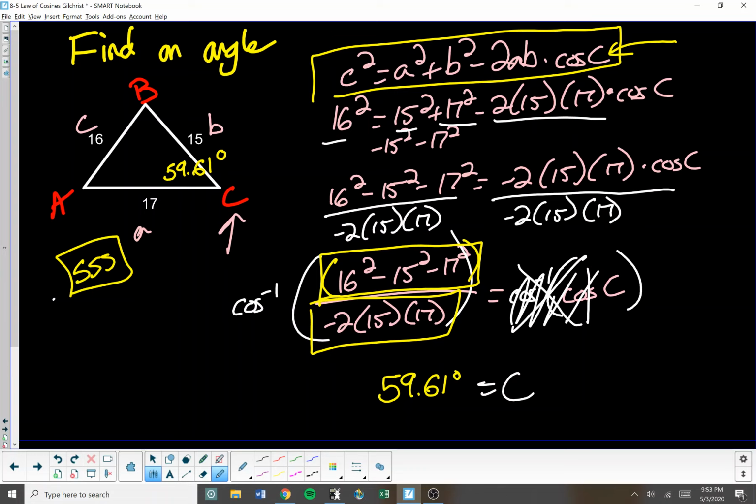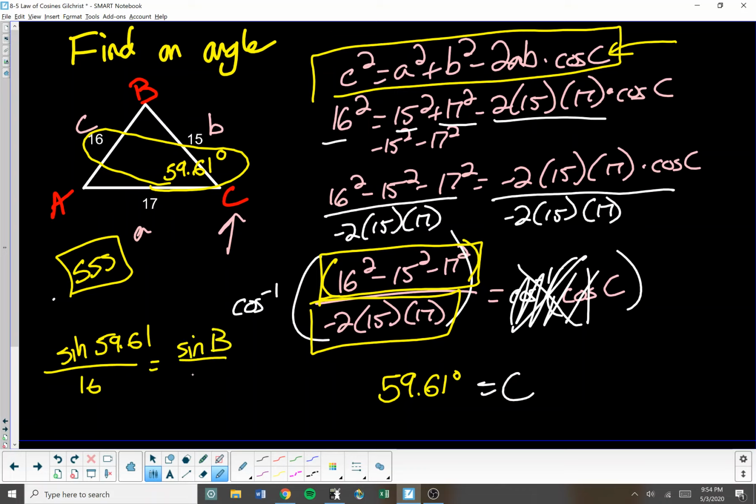Now, again, just like last time, we have an angle side pair. So say we wanted to find side B. We could say the sine of 59.61 divided by 16 equals the sine of B over 17. Solve that by law of sines, and we found angle B. Once we found angle B, finding angle A is quite simple.